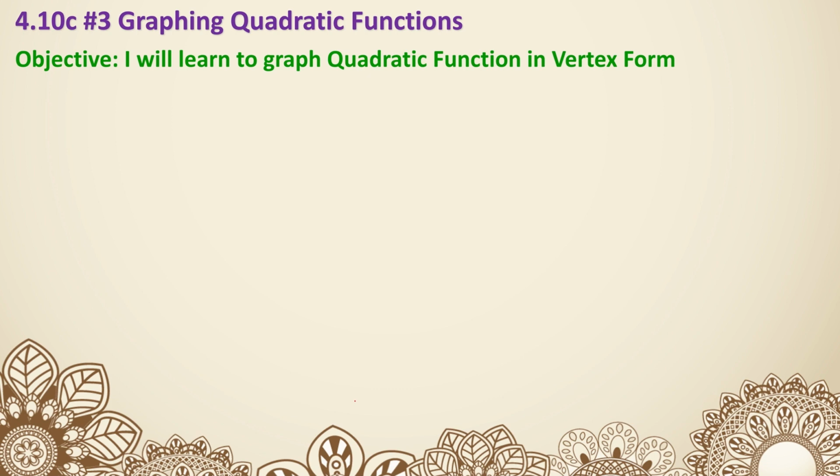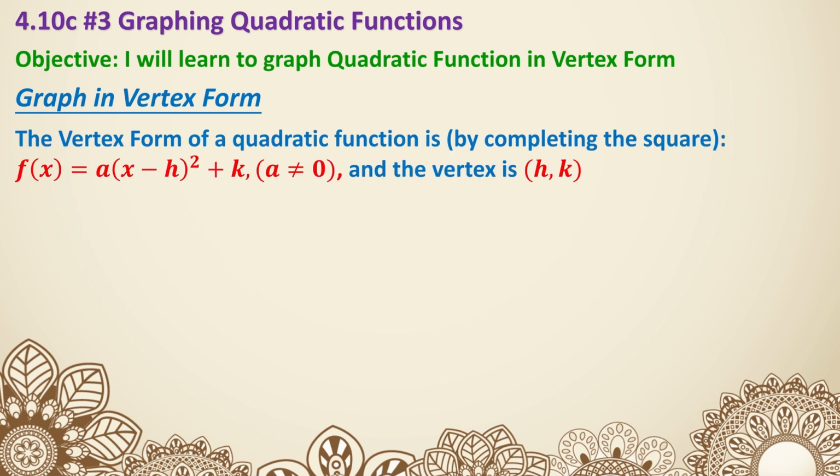First, the last form we can graph in, which is vertex form. Let's quickly remind ourselves about vertex form. Vertex form is by completing the square, and it looks like a times x minus h squared plus k. The vertex, of course, is h, comma, k.